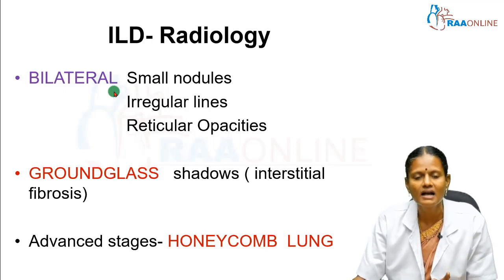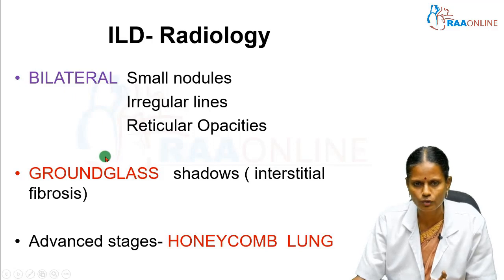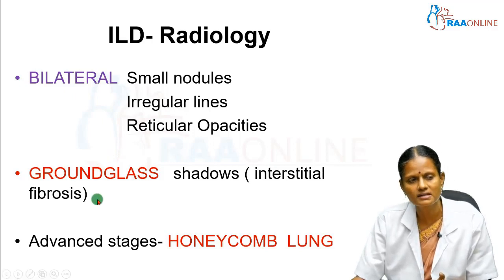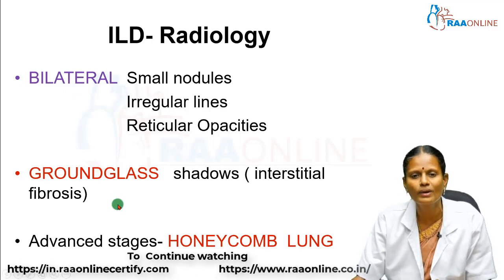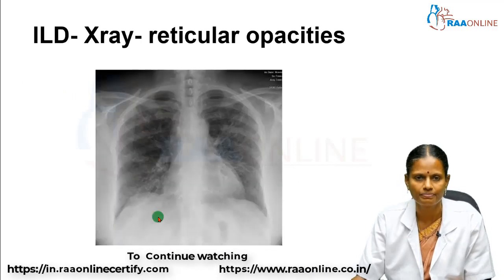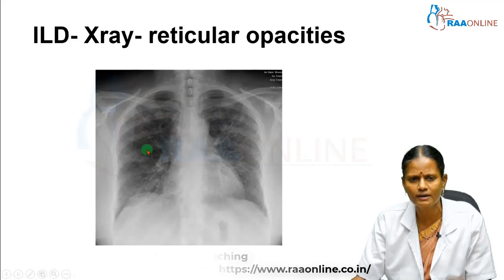the characteristic Kerley B lines, and the reticular opacities. Of these, the reticular opacities go well with the diagnosis of ILD in X-ray. In CT imaging, we can have ground glass shadows because of interstitial fibrosis, and in advanced cases where the interstitial damage has been there for years together, we can have a honeycomb appearance of the lung parenchyma. So this is the X-ray picture showing fine reticular opacities.